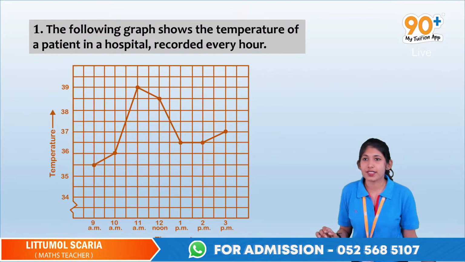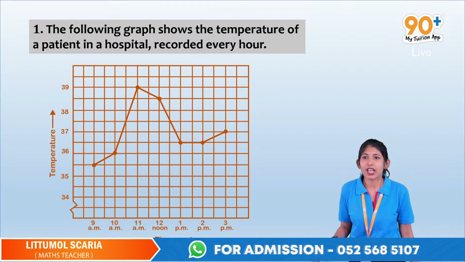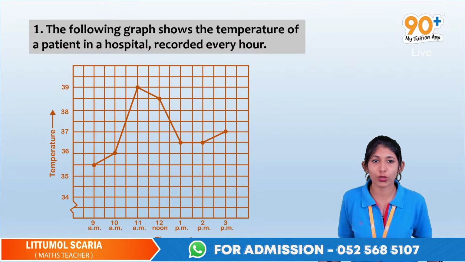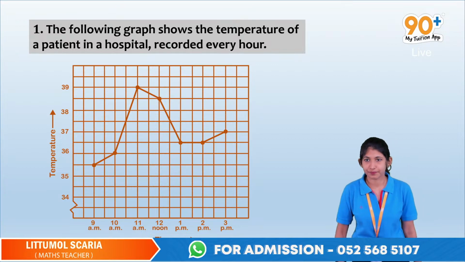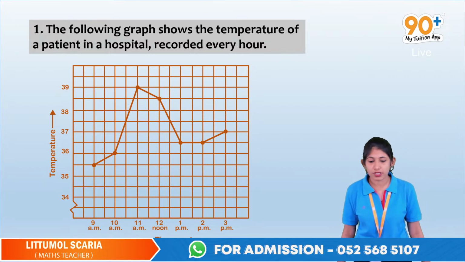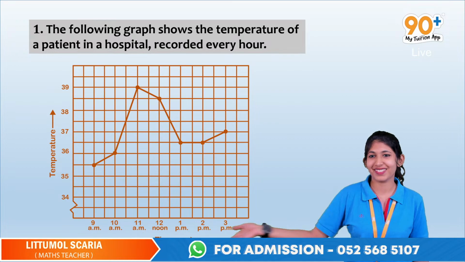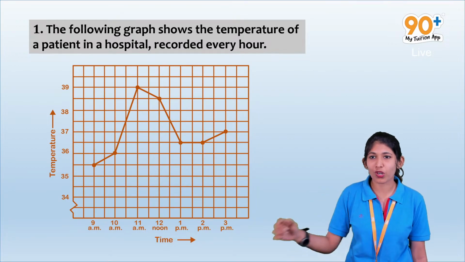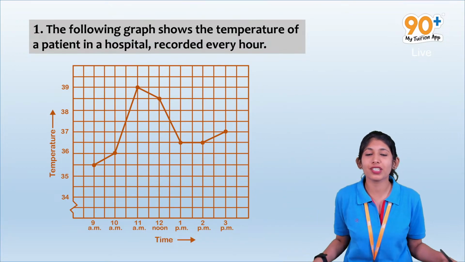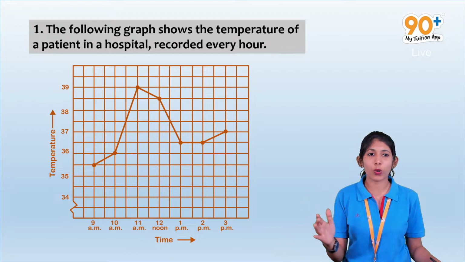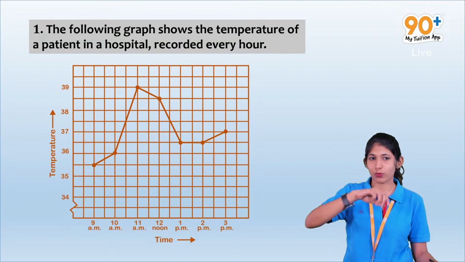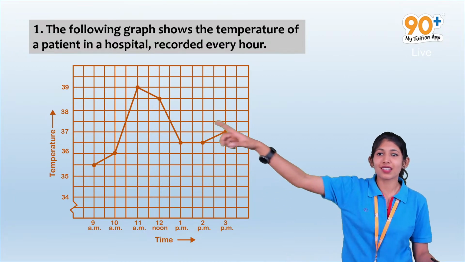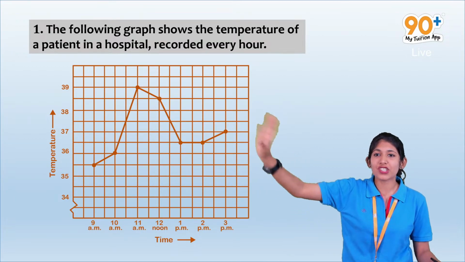Okay? So here comes the first question. The following graph shows the temperature of a patient in a hospital, and it is recorded every hour. Yes, what you said is correct. So this is an example for a line graph.